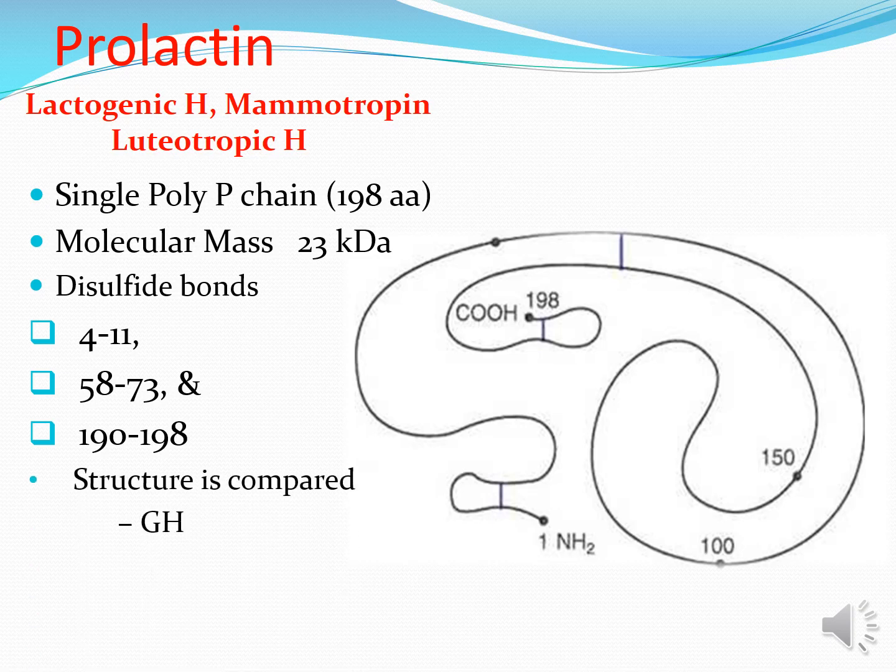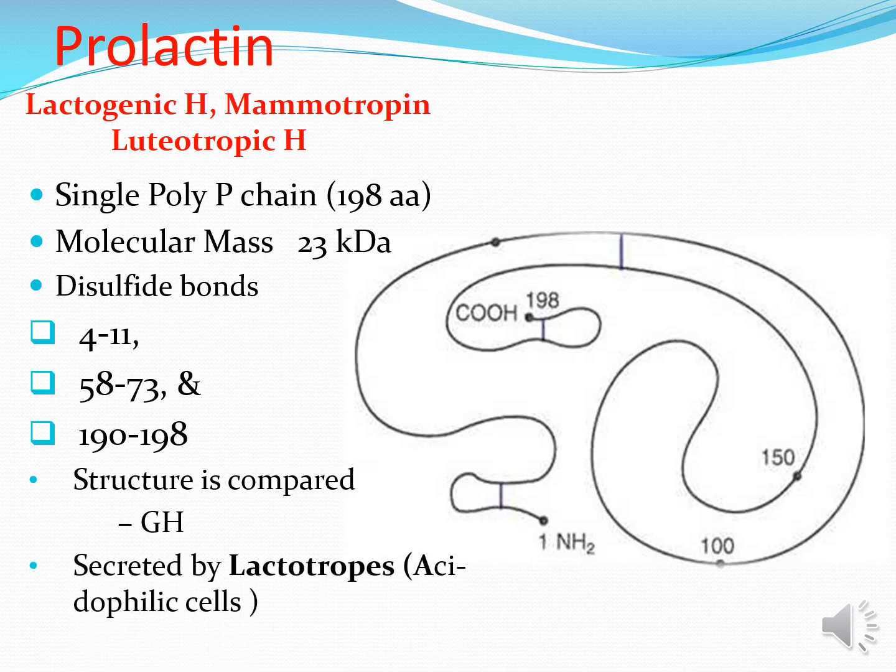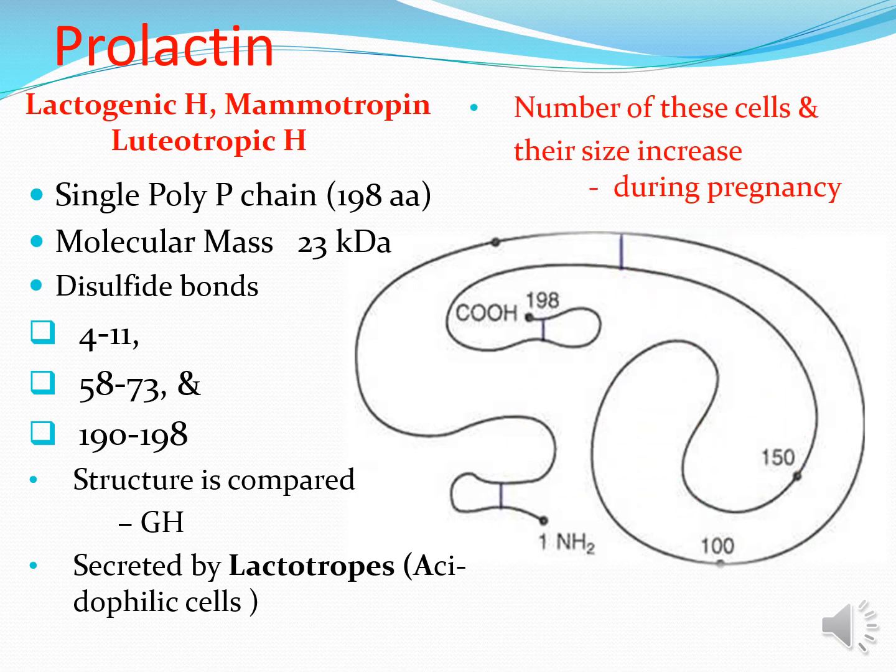This is secreted by lactotrope cells of the anterior pituitary, which are acidophilic cells. The number of these cells and their size increase dramatically during pregnancy. Again, I am repeating, their number and their size increase dramatically during pregnancy.